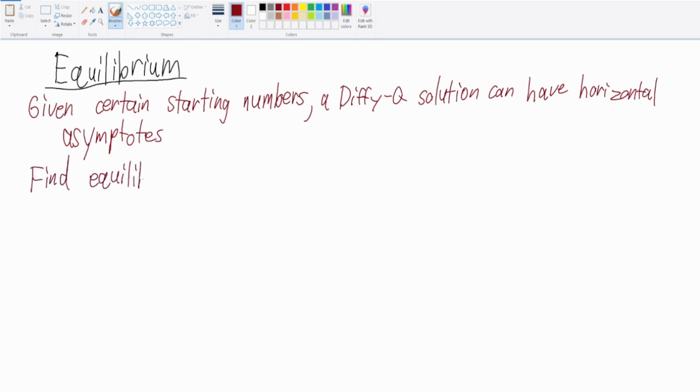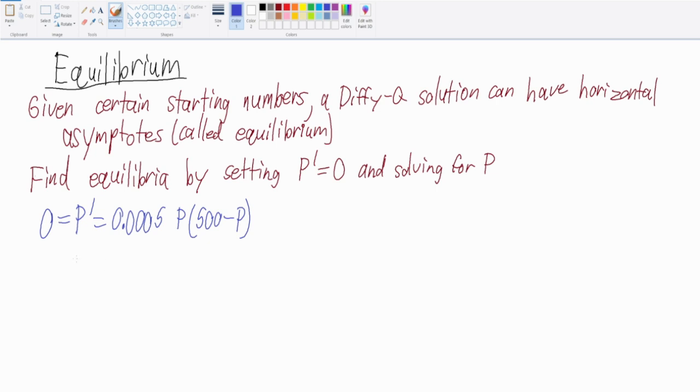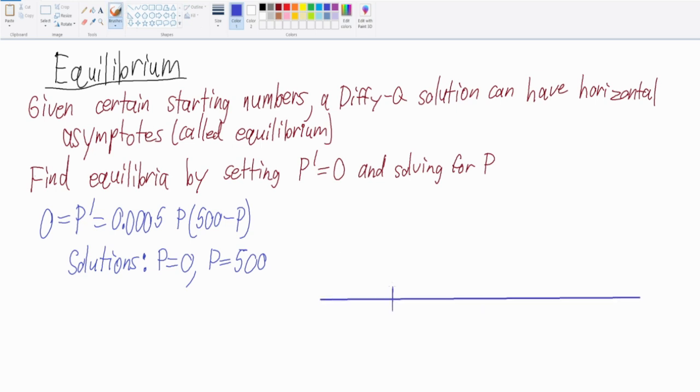So that means we can find these equilibria by setting the derivative equal to zero and solving for the population that makes this happen. Solving for p here. And if we do that, we get solutions at p equals 0 and also at our carrying capacity. So these will be our equilibria. We can then classify these things the same way that we classify critical points.